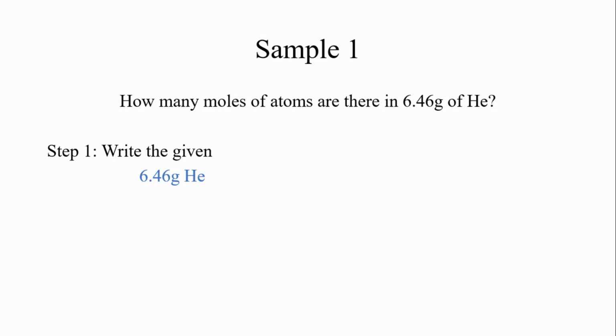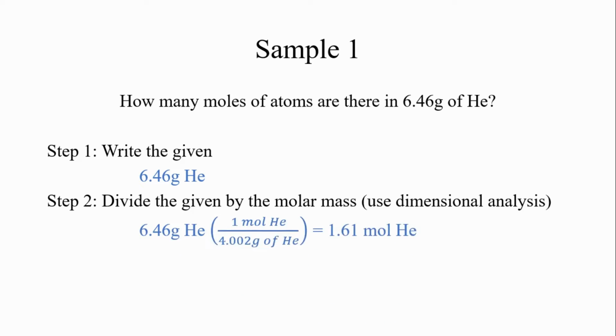Step 1. Write the given. Step 2. Divide the given by the molar mass. Always use dimensional analysis to prevent errors. Using dimensional analysis, you can see that in 1 mole of helium, there is 4.002 grams of helium. Dividing 6.46 grams of helium by 4.002 grams of helium will easily get us 1.61 moles of helium.